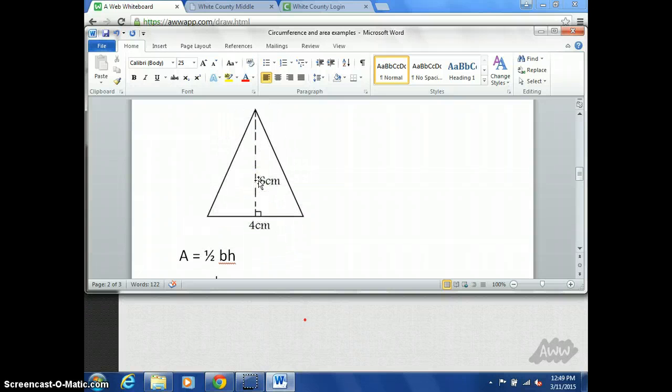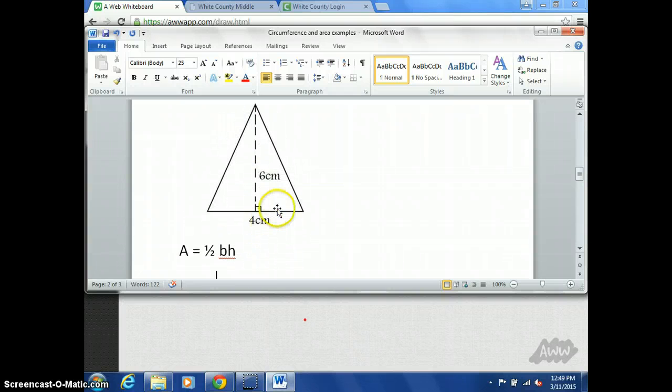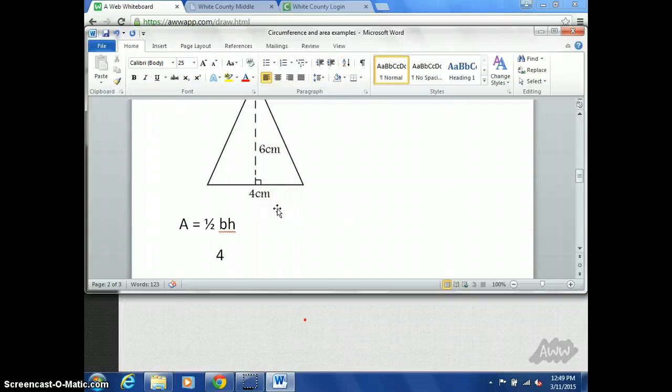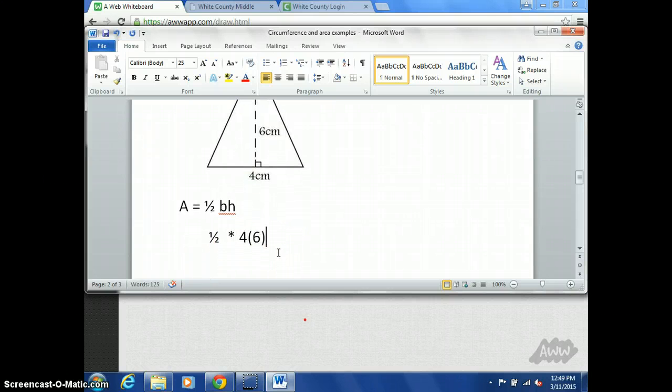So what is the base of this? 4. Now the height is always perpendicular to the base. What's the height? 6. And I left off the 1/2, so let me put that in, and I'll put a times sign. So we need to do base times height and take half. What's 4 times 6? 24. And what's half of 24? 12.